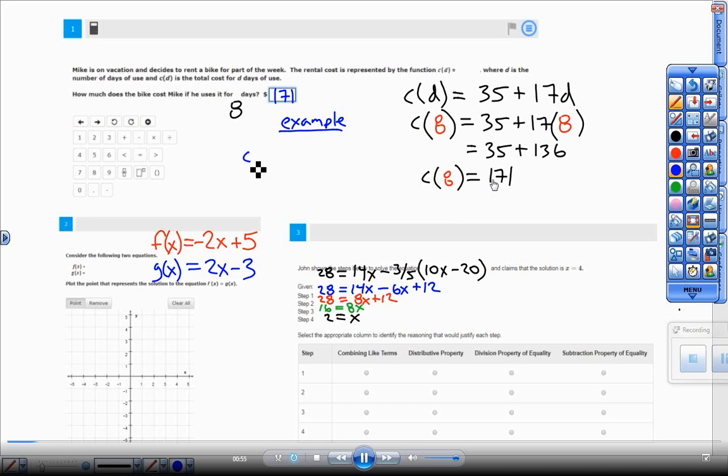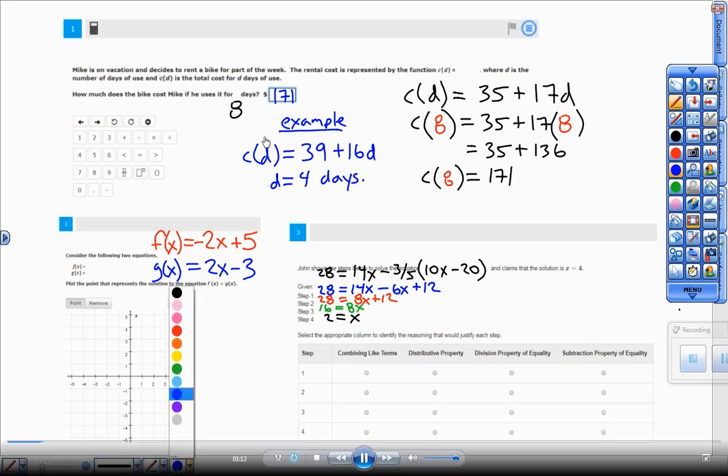Y value, my cost. An example you can make up could be the number of days that you plug in gives you the cost. So 39 plus 16 days, there's an example of an equation. So maybe after 4 days, how much you would pay. 4 would be the number you plug in right here. When you plug in 4 here and do the math, that gives you the cost.